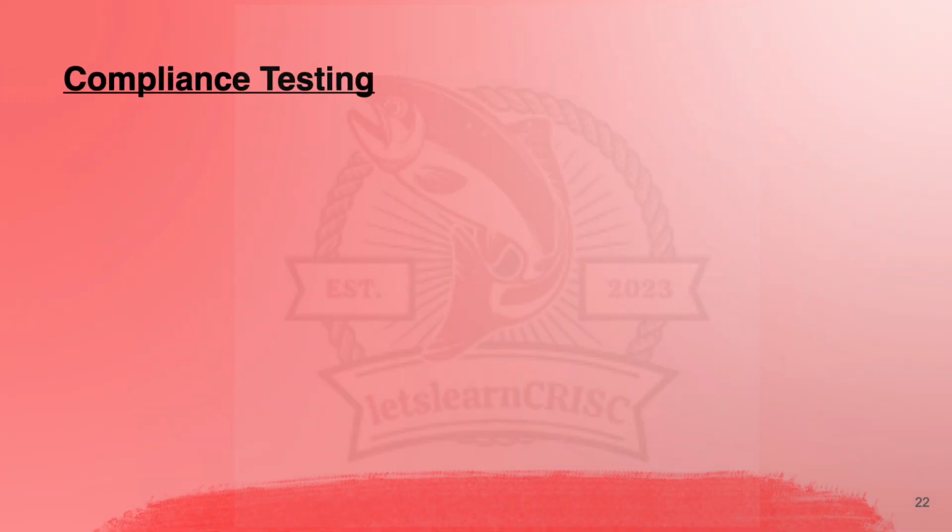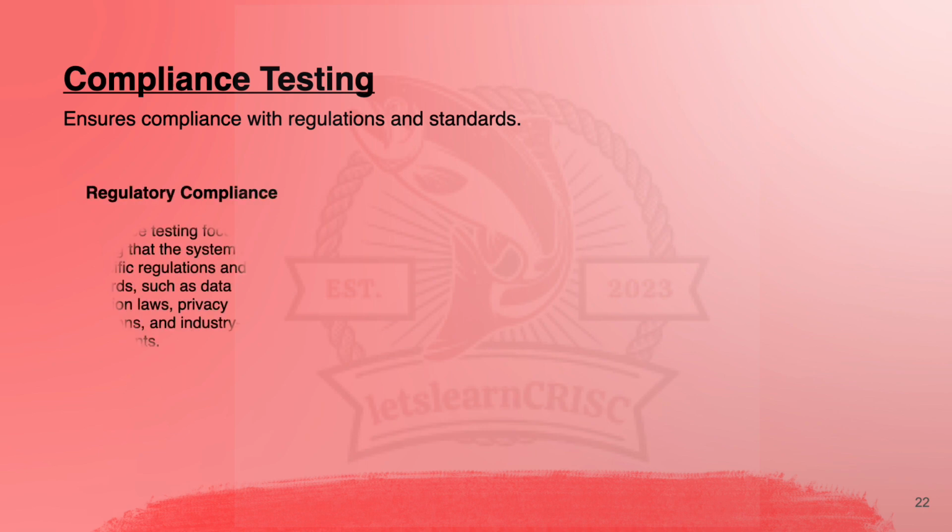Moving next to compliance testing. Friends, ensuring compliance with regulations and standards. First is regulatory compliance. Friends, compliance testing is centered around verifying that a system aligns with the specific regulations, standards, and legal requirements relevant to its industry or domain. Compliance testing often involves assessing whether the system follows data protection laws that dictate how sensitive information is handled, stored, and transmitted.